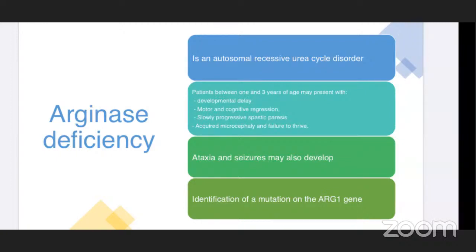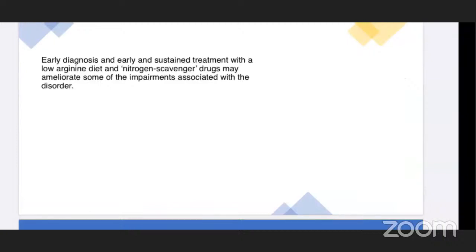Identification of a mutation in the ARG1 gene confirms arginase deficiency. Early diagnosis of such a condition and early sustained treatment with a low-arginine diet and nitrogen scavenger drugs may ameliorate some of the impairments associated with the disorder.